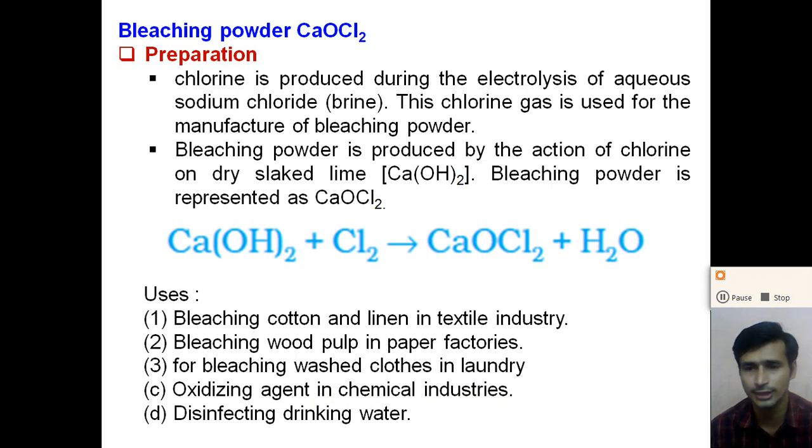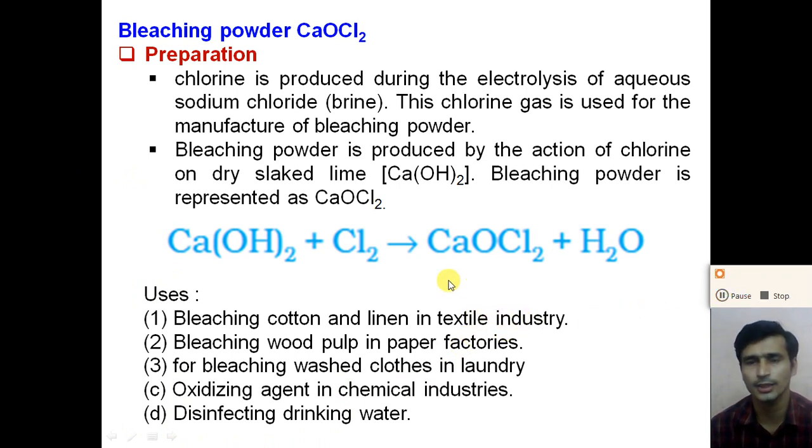For oxidation processes, bleaching powder is used as an oxidizing agent in the chemical industry, and it is also used for disinfecting drinking water, or to produce disinfection chemicals, right? These are the uses of bleaching powder, which we normally use at our home also, right?